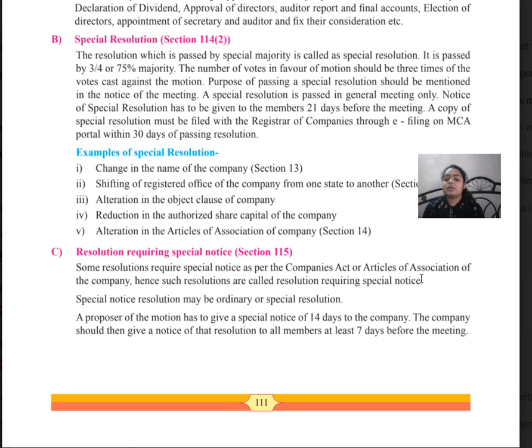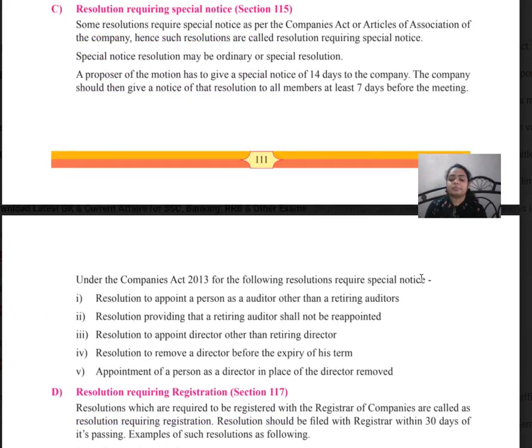Now, resolution requiring special notice, what is this? So this is specified in the Companies Act and also in the Articles of Association. Hence, these are called resolutions requiring special notice. And special notice resolutions may be either ordinary resolutions or special resolutions. And whoever has given such a motion, special notice has to be given 14 days to the company, and the company should give a proper notice to all its members at least 7 days before the meeting.